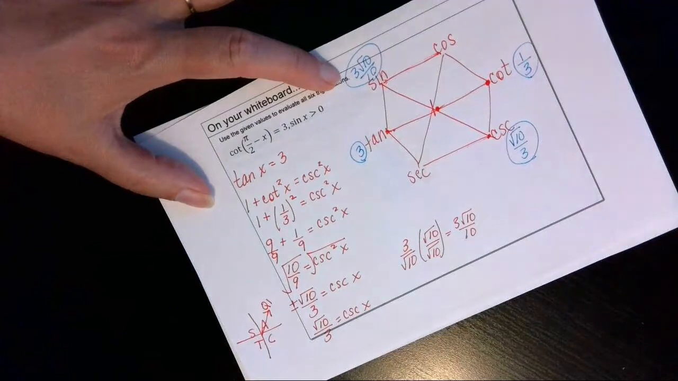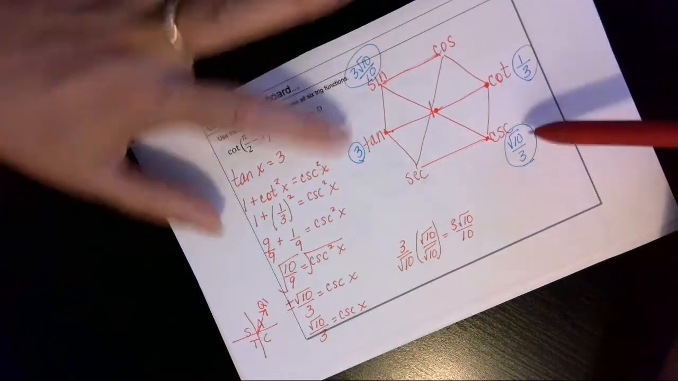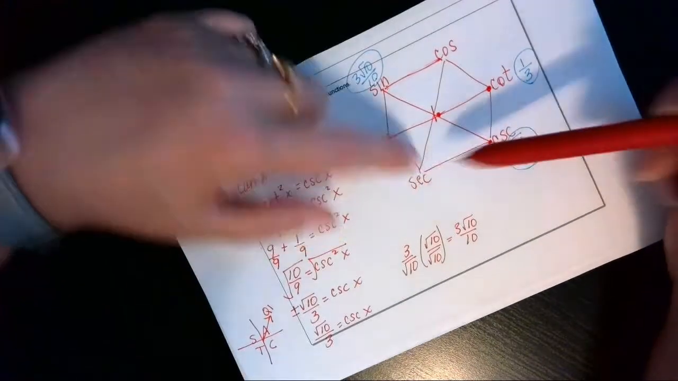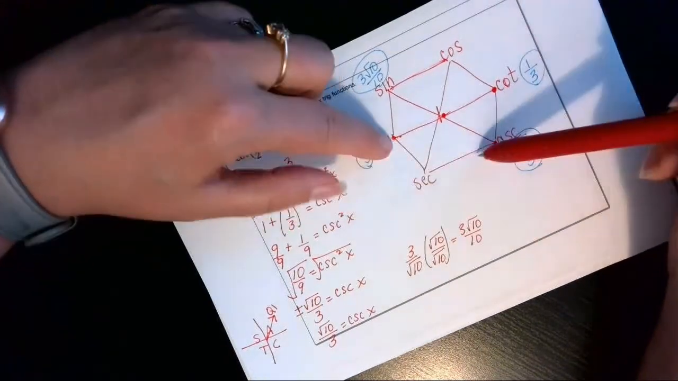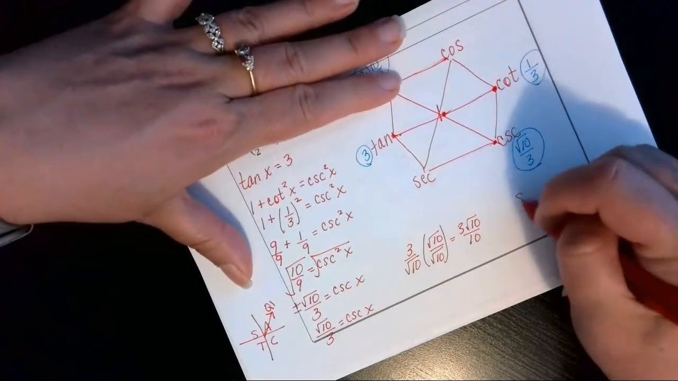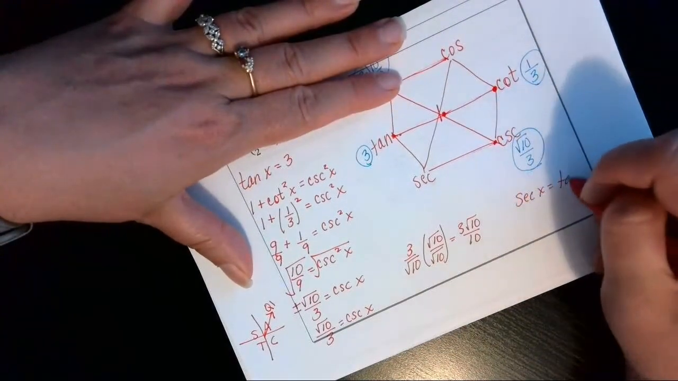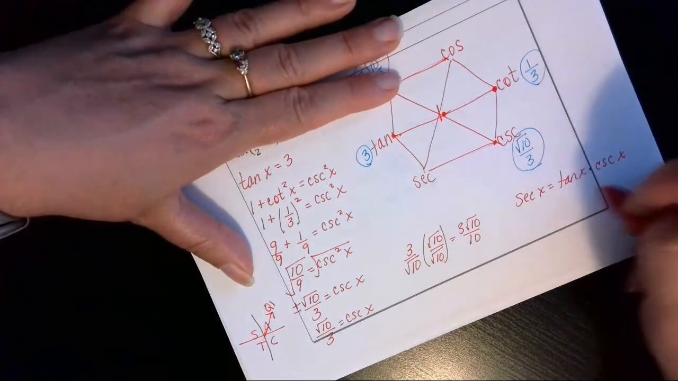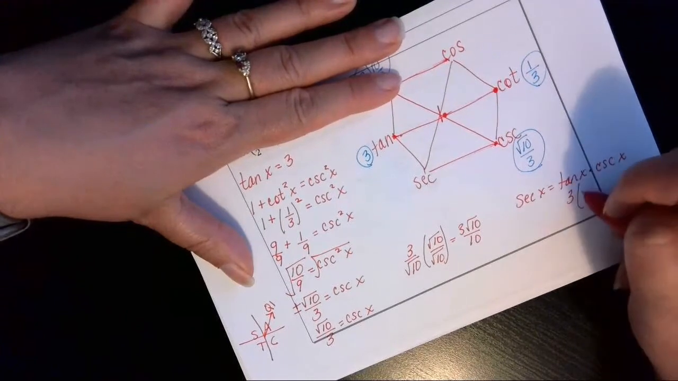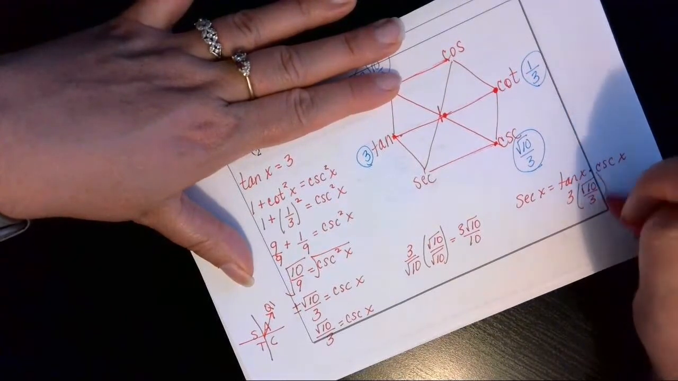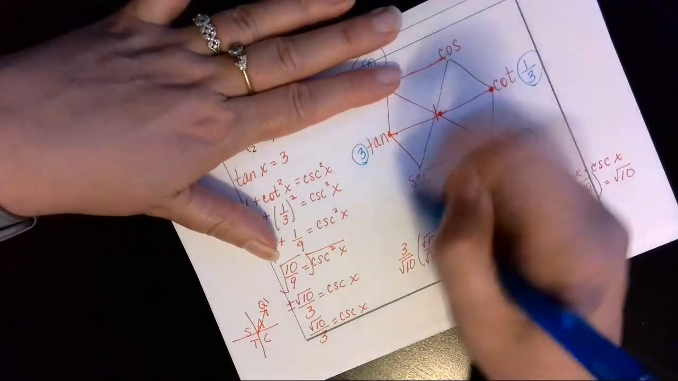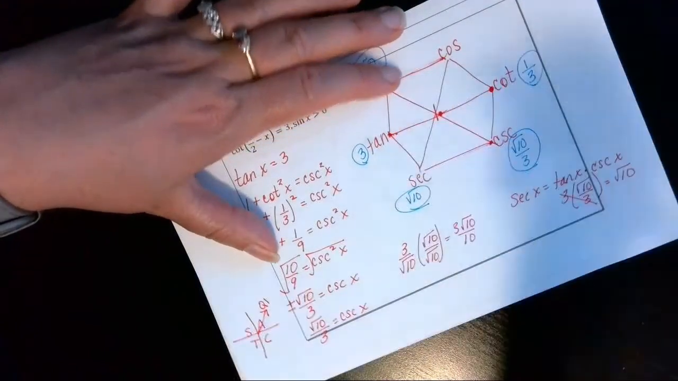Okay, then we can use a product identity to get the secant. So secant would be the product of tangent times cosecant. So secant of x equals tangent of x times cosecant of x. We'll substitute in 3 for the tangent, root 10 over 3 for the cosecant. The 3's cancel and leave us with a square root of 10 as the value of secant.